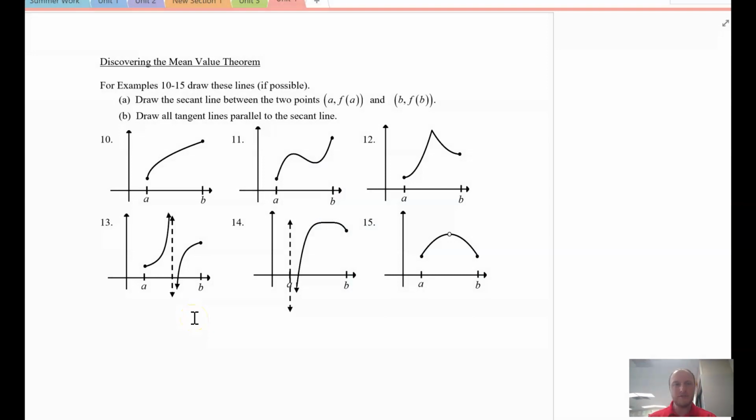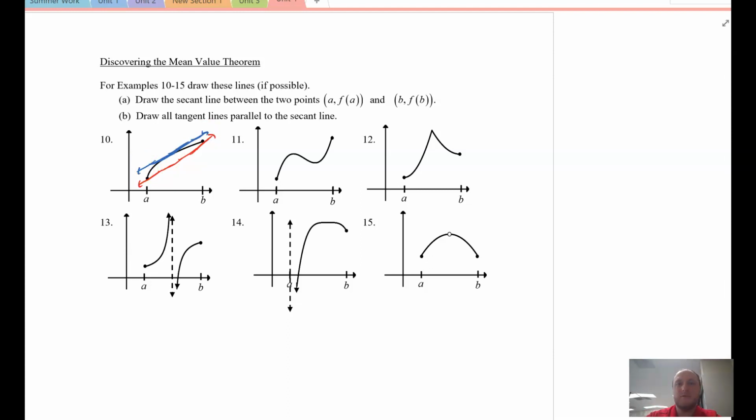For these examples, 10 through 15, they ask us to draw the secant line between 2 points, A, f of A, and B, f of B. So I'll draw the secant line. Remember, a secant line is just connecting these points. If you have a straight edge like a ruler or an ID card, that can really help you out. So there's my secant line, and then they say draw all tangent lines parallel. A tangent line, remember, is a derivative, and the slope of the tangent line is the derivative. If I draw it through this point right here, that line's about parallel.